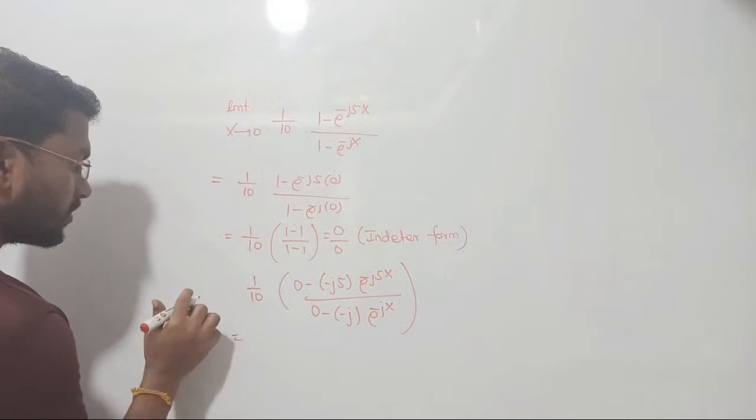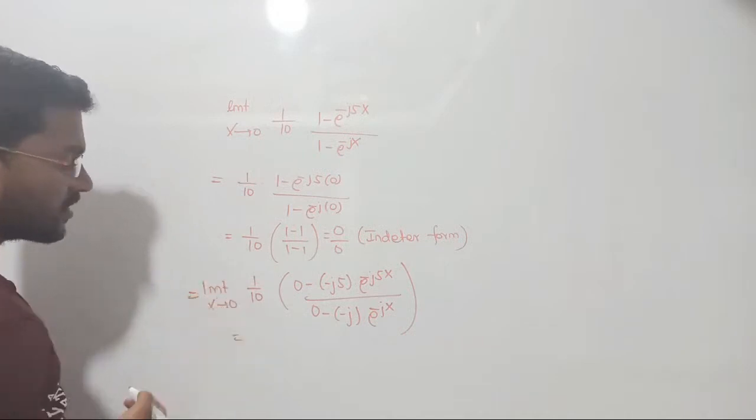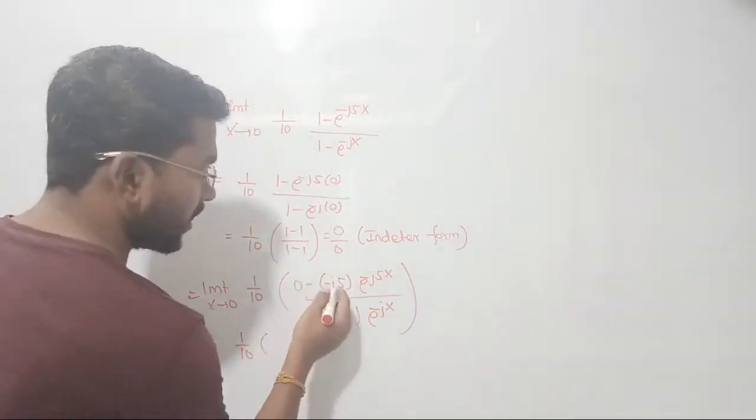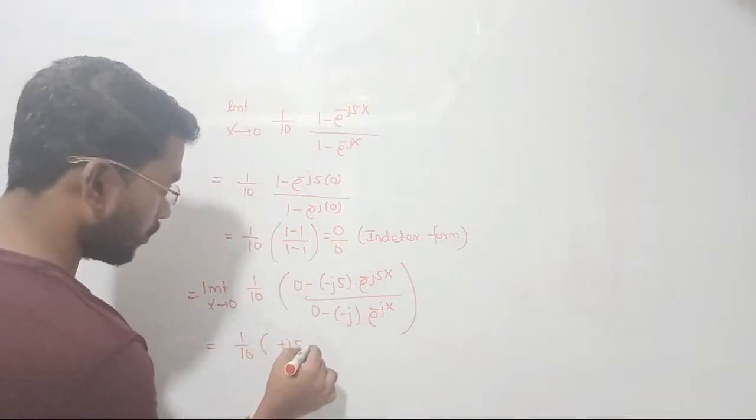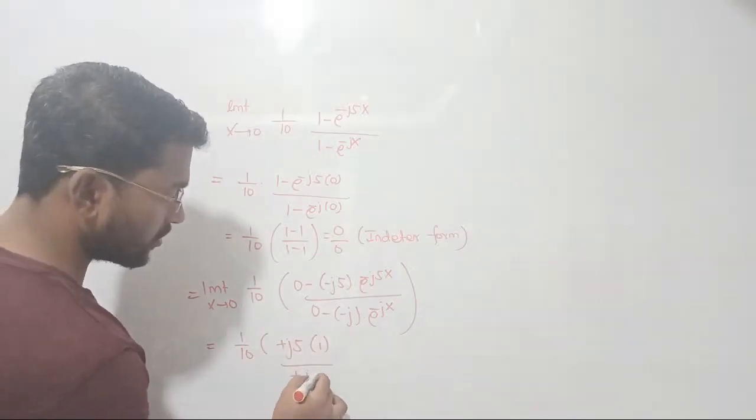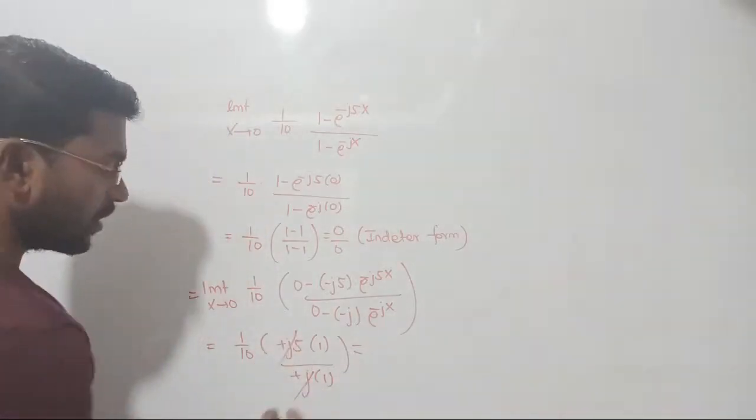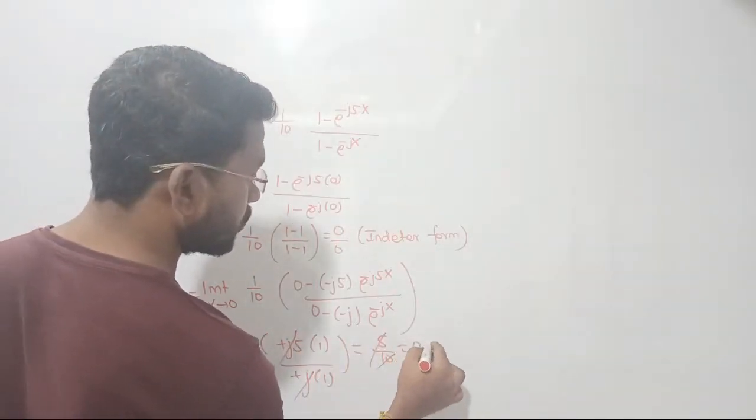So it is going to be limit x approaching 0, right? That is 1 upon 10 into, minus will become plus, j times 5 into e power 0 which is 1. Denominator, minus into minus will become plus, j times e power 0 which is 1. J gets cancelled and we are getting 5 by 10, right? If I cancel it, 1 by 2, which is equal to 0.5.